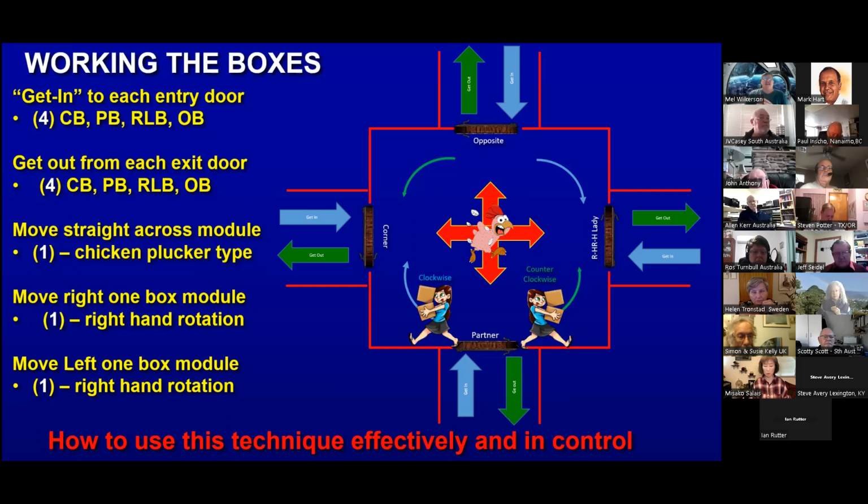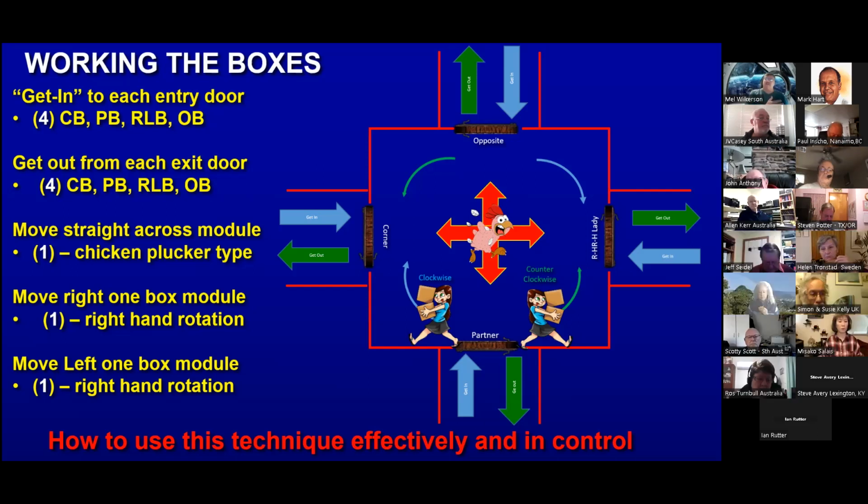Now, this is exactly the same as using the modular technique that you already know, such as get into a corner box, use a chicken plucker, come back, call an allemande left. Get into an opposite box, use a chicken plucker, come back. It's just an expansion on that technique.